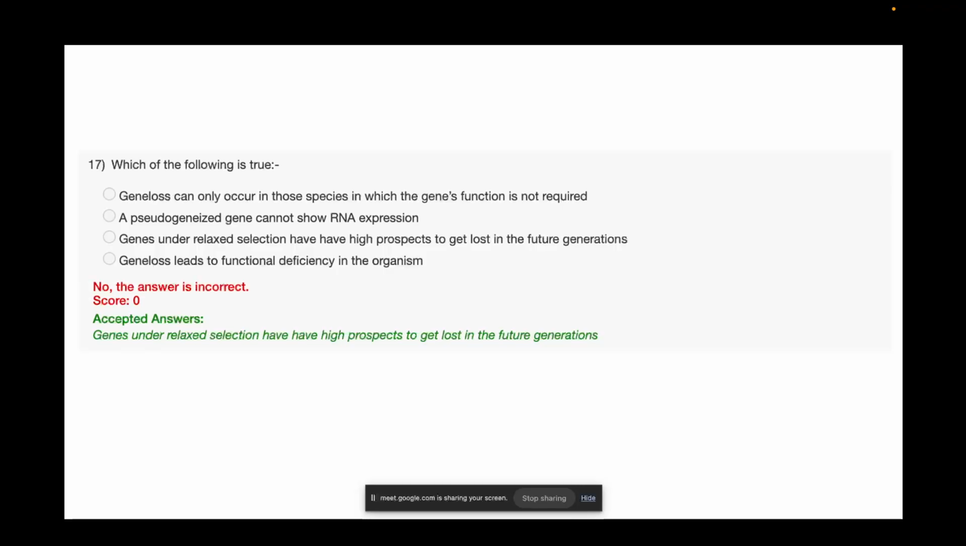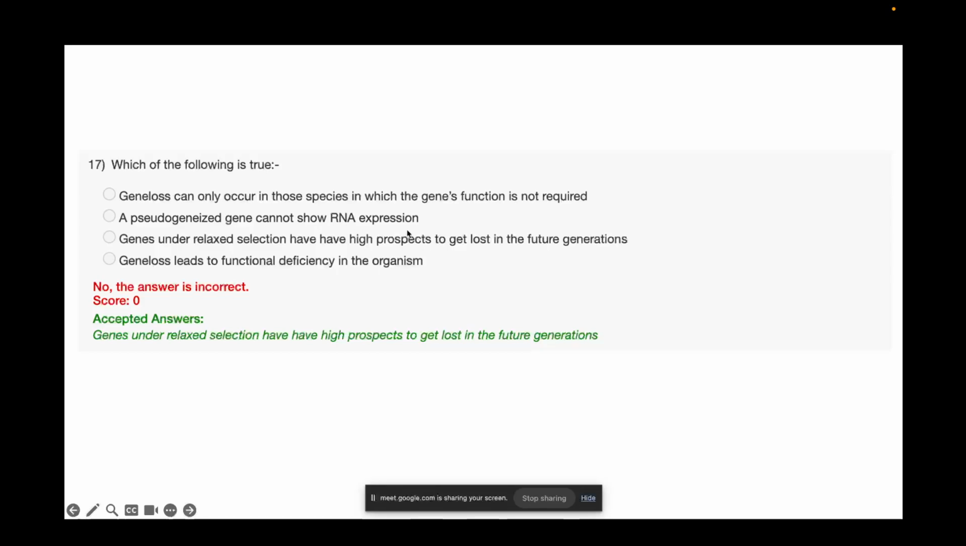So the answer is, in this case, they have selected the answer that genes under relaxed selection have high prospects to get lost in the future generations. We discussed this in the previous questions, but at a certain level, actually, all of these options are correct, right? So gene loss can occur in those species in which the gene function is not required.